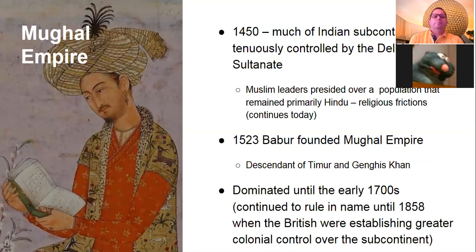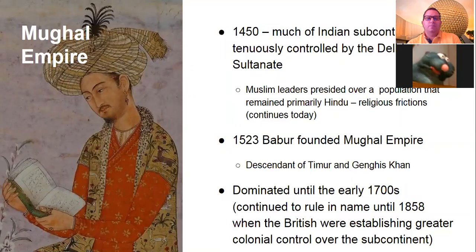Okay, we know, because this is where we left off last time, that much of the Indian continent by 1450 is controlled by the Delhi Sultanate. So this is a Muslim group of people in charge of a Hindu country, and that's a very important distinction. You have these Muslim leaders who are ruling over a country that is mostly Hindu, and that obviously leads to a lot of religious friction, which you still incidentally see today. There is still that kind of conflict.